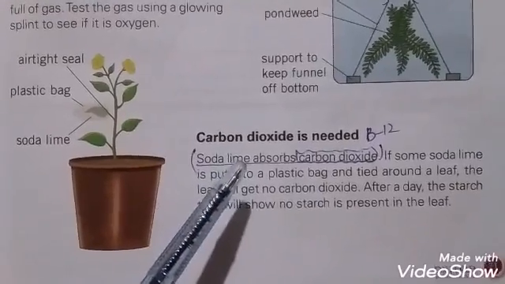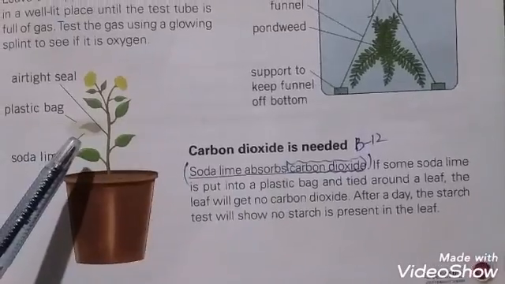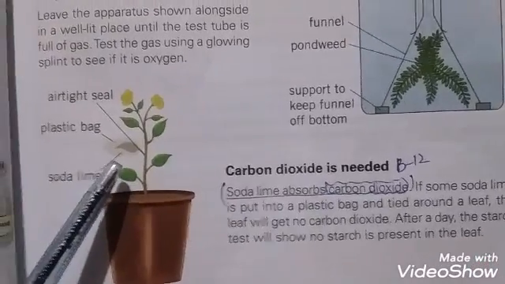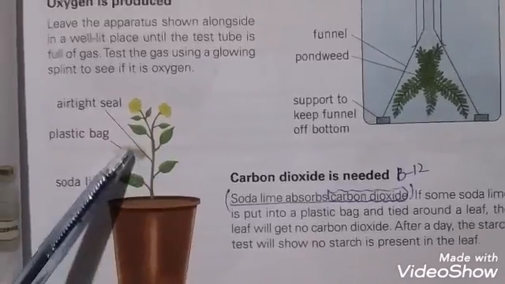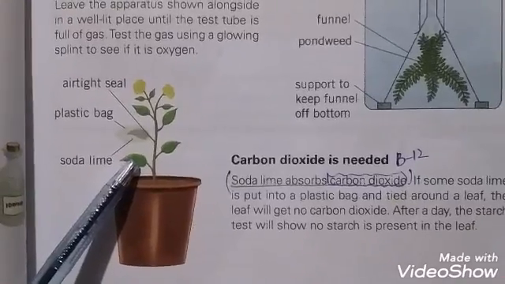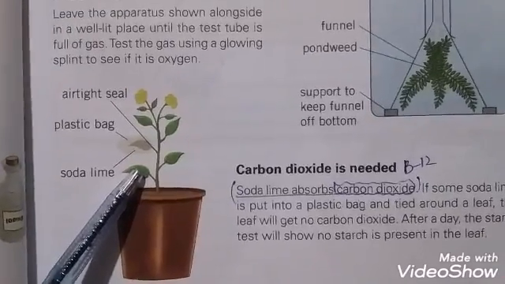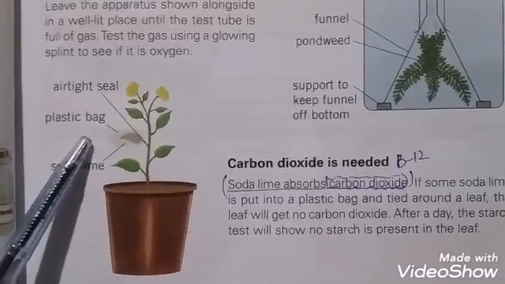Second, carbon dioxide is needed. Put soda lime on one leaf of a plant. The soda lime is put into a plastic bag and tied around the leaf, here this is a plastic bag, and seal it tightly. After a day, a starch test shows whether carbon dioxide is needed or not.